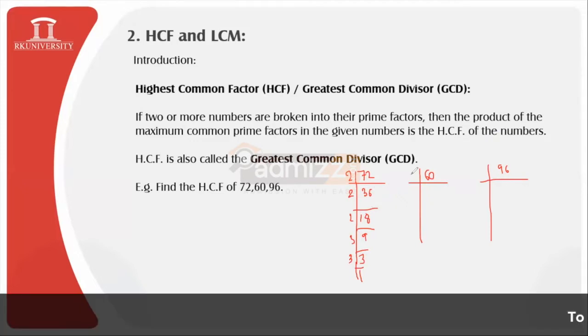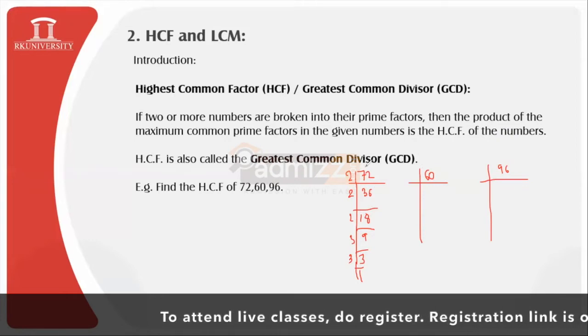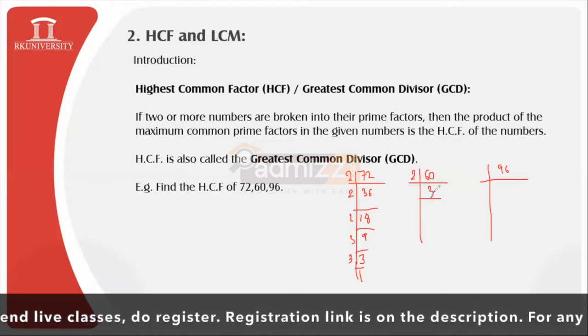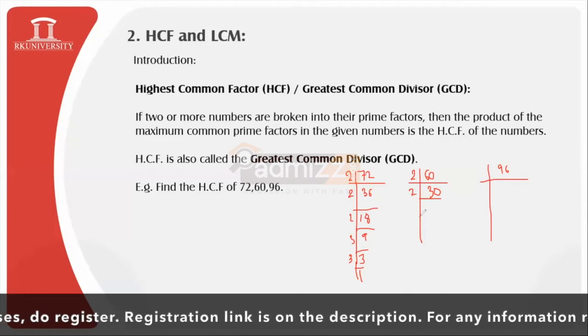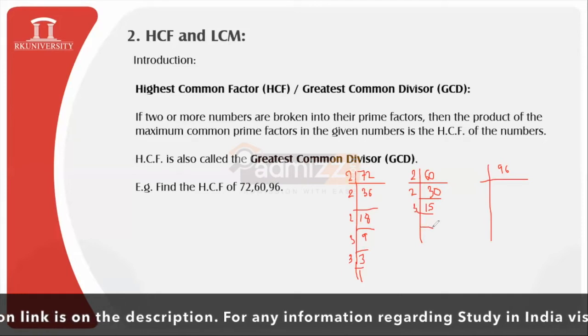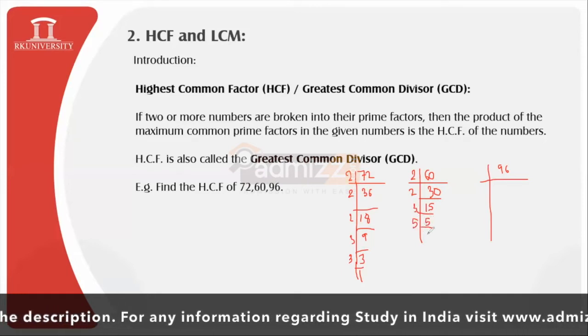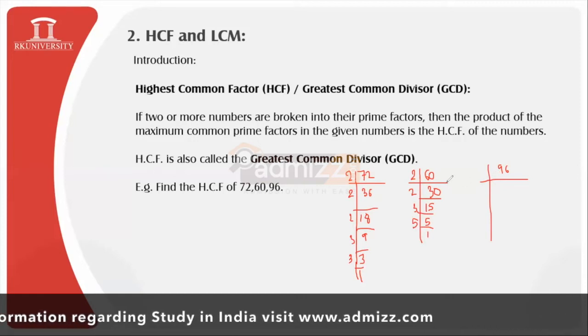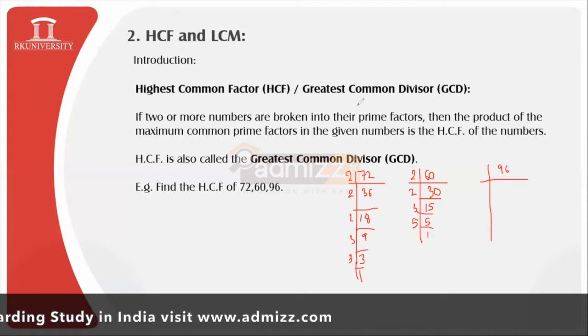Now, the factors of the number 60. For 60 also we follow the same process as we followed for 72. That is, 2 into 30 is 60. Similarly, 2 into 15 is 30. 3 into 5 is 15, and 5 into 1 is 5. So we factorized the given number.